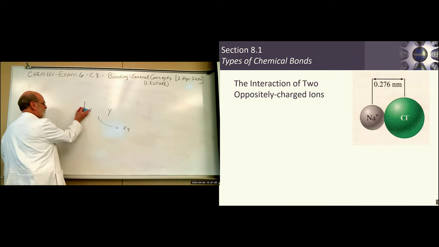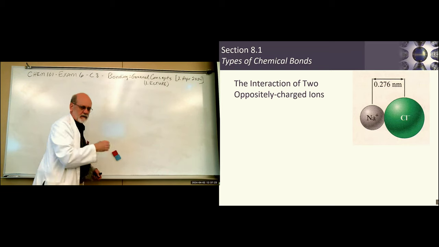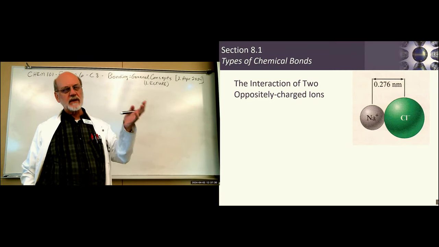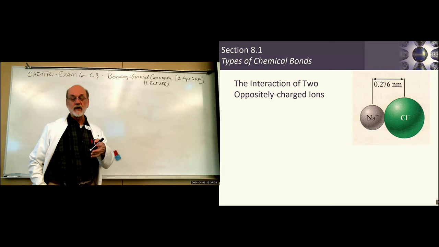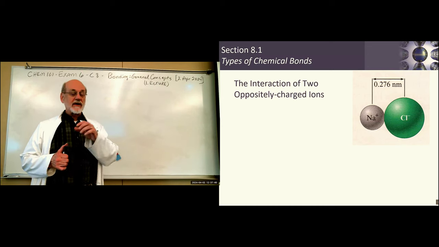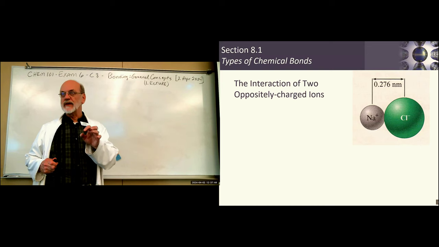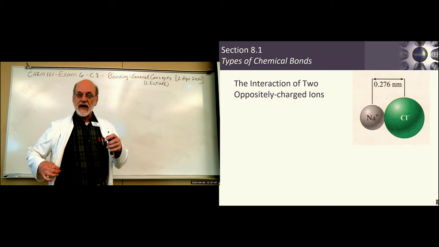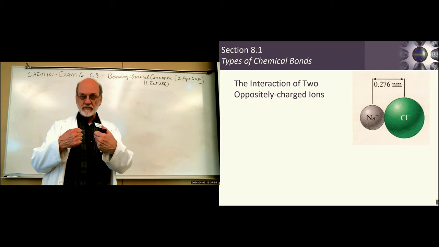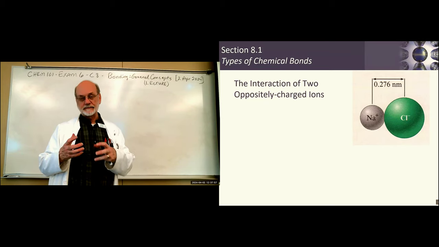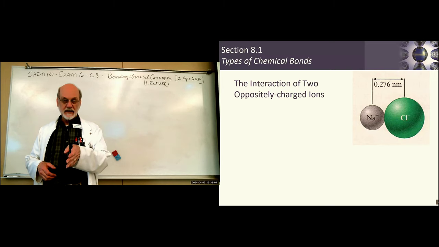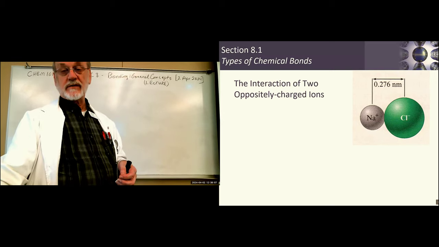So if we look at this example, we know from experience that sodium and chlorine will react with one another and produce table salt, sodium chloride. Now, when this happens, we're starting at the most simple interaction between atoms, electrostatic. When we have a positive ion and a negative ion, they're going to attract one another. And the closer they get together up to a certain point, then they're more stable. And we can measure the distance between the nuclei of the sodium and the chloride ions. In this example, it's 0.276 nanometers.